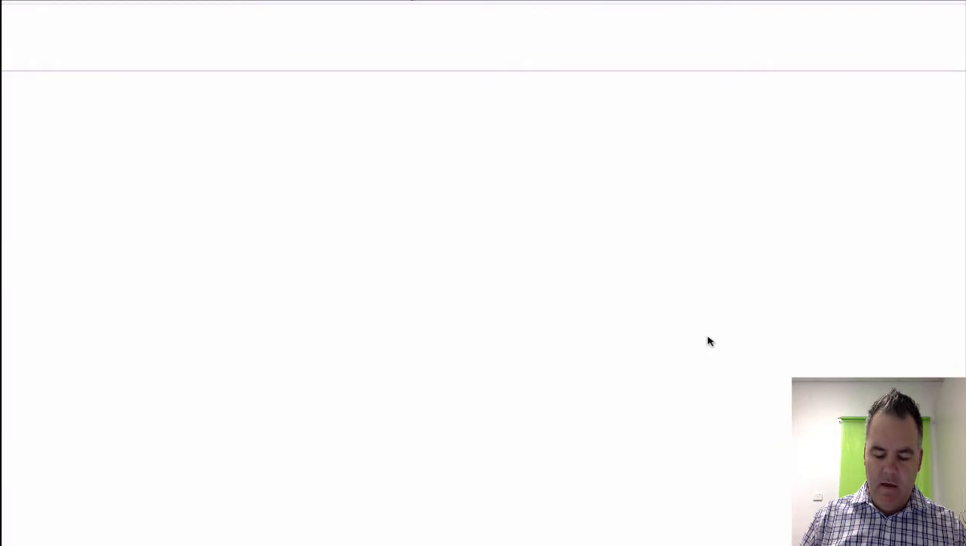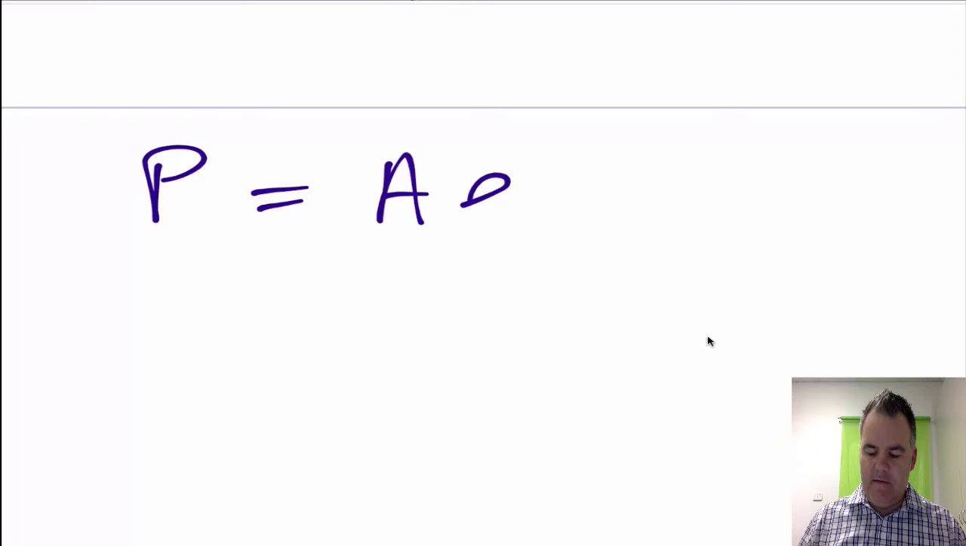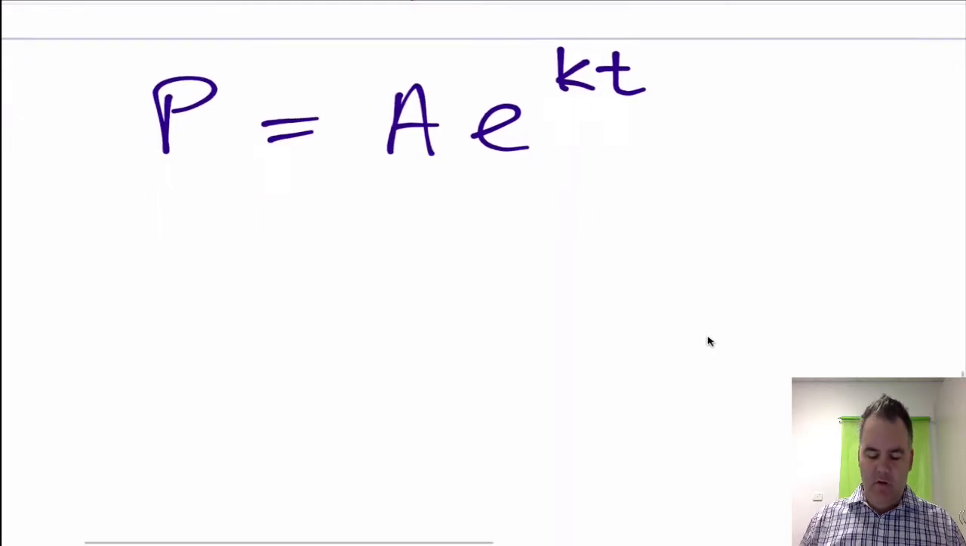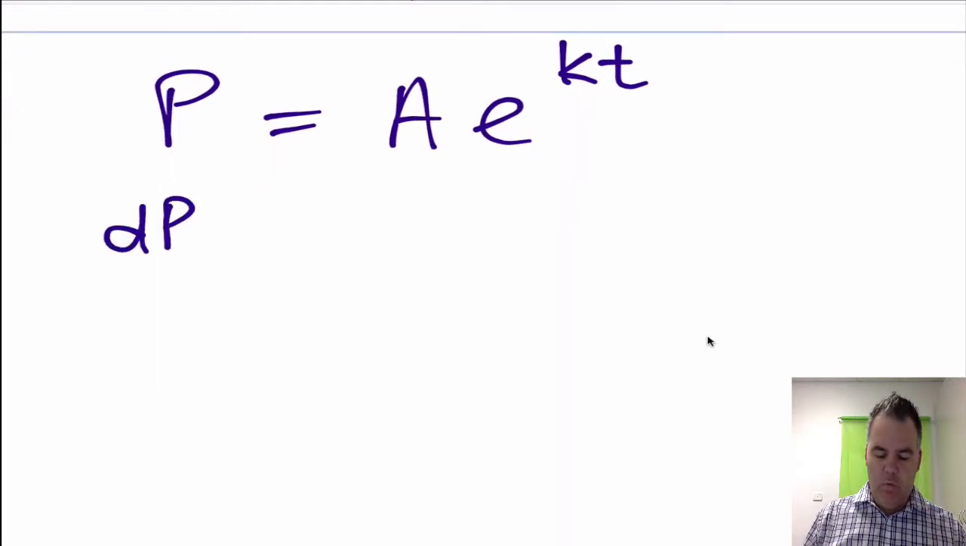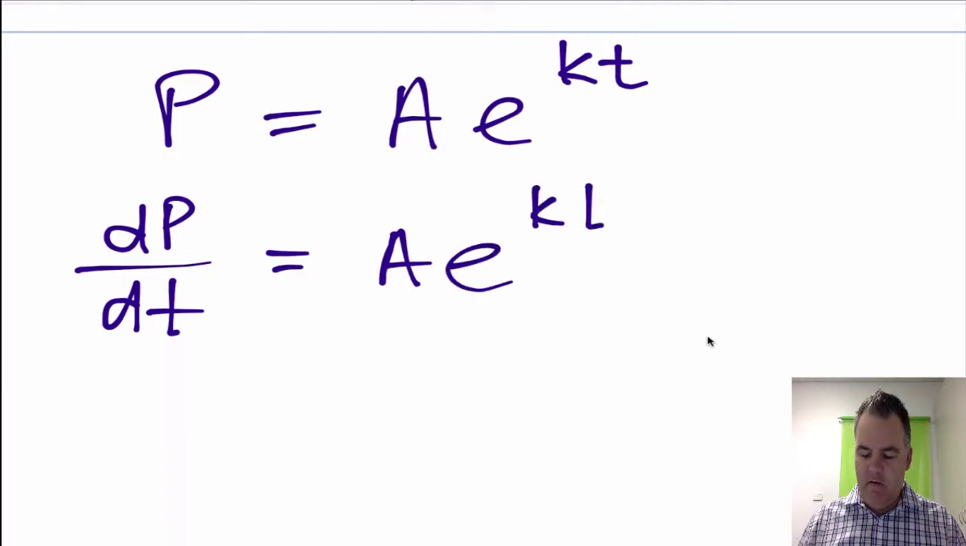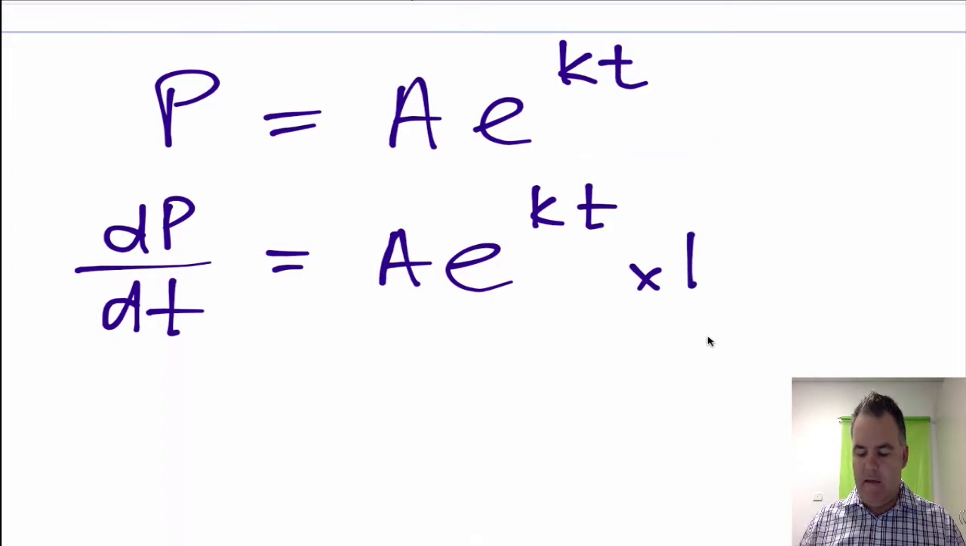If we start with our formula, P equals A e to the kt. A is a constant, k is a constant, t is time, we know what e is, and P is the population. If we do the derivative here with respect to t, dP/dt, we'll just leave the A there. We know the derivative of e to the power of anything is e to the power of anything, times the derivative of k times t. Now we're doing the derivative with respect to t, so the derivative of that is k.